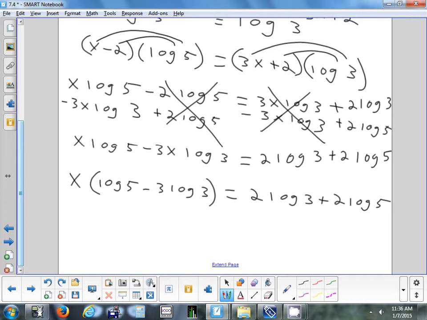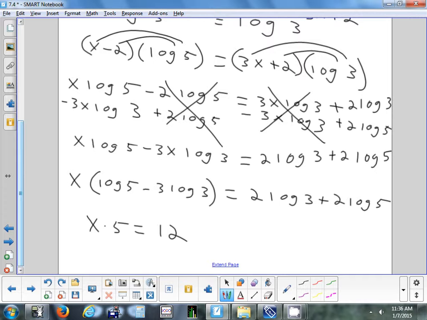And now we're at our last step. If you can figure out how you'd solve this, you're going to solve that the same way. A variable times a number equals a number. What's going to be my next step here? I'm going to do what on each side? Yeah, we're going to divide.